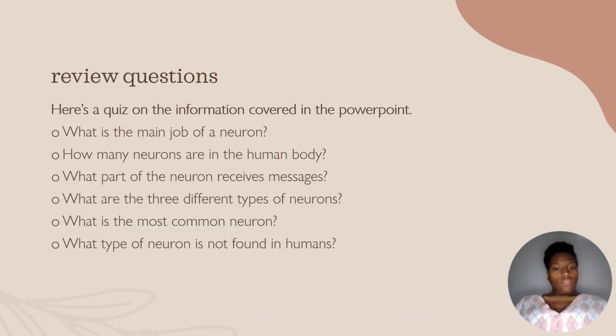And these are just a few review questions that I've written up at the end of the PowerPoint. Just a summary of some of the information that we've remembered and collected over the PowerPoint presentation. Like, for example, what is the main job of a neuron? How many neurons are in the human body? What part of the neuron receives messages? What are the different types of neurons? What is the most common neuron? And what type of neuron is not found in humans?